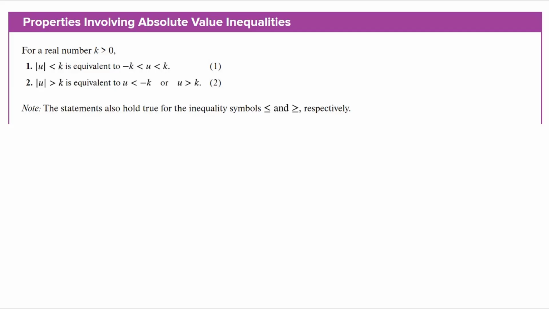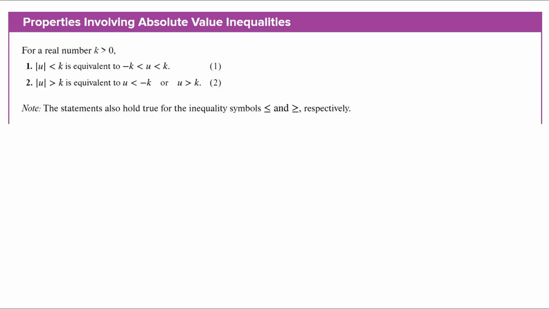For any real number k greater than 0, the absolute value of u is less than k means that u is between -k and k. So when we say the absolute value of a number is less than some positive number, we mean that the number is closer to 0 than whatever that is. Their absolute value is less than this number k, so they are closer to 0 than k units away.